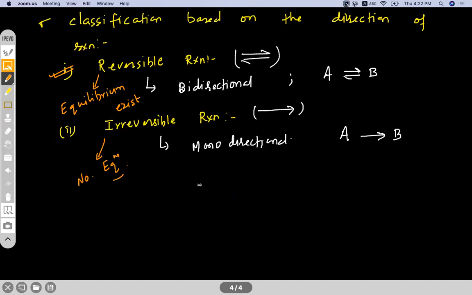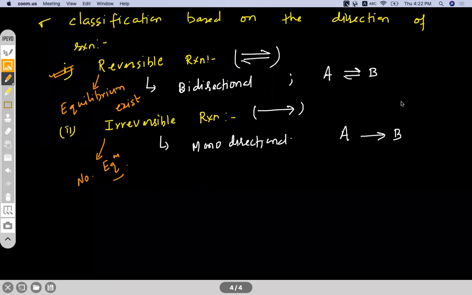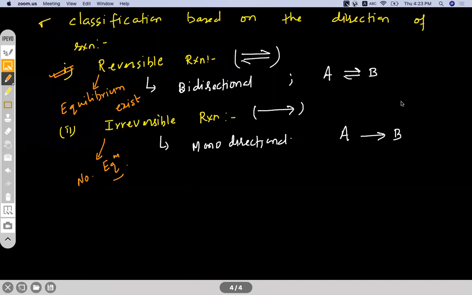One second. For a reversible reaction, there's no condition, Aditya. The thing is, you should know that this particular reaction is reversible. Once you practice, you will understand. Like Haber's process, N2 plus 3H2 gives 2NH3. That is a reversible reaction. So you should know a few examples of reversible reactions. We'll discuss some examples here.